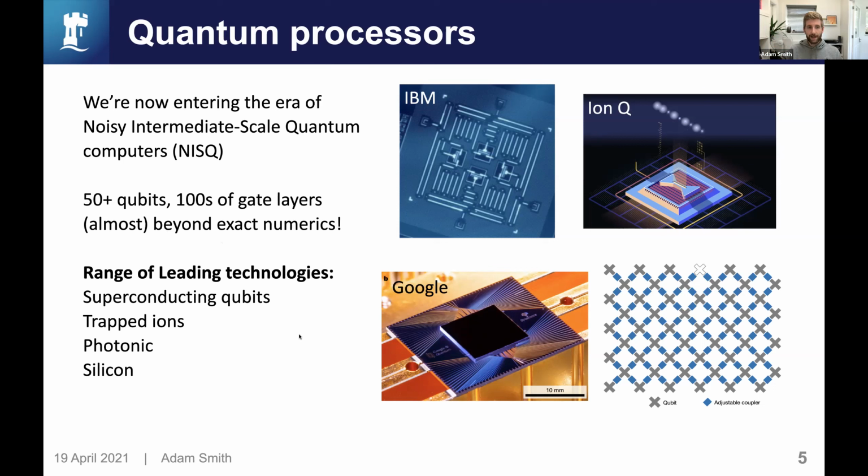And there's also a range of leading technologies. It's not a one-horse race. We have superconducting qubits, such as IBM and Google's efforts. We have trapped ions, such as IonQ. We have photonic systems, such as Xanadu, and silicon, such as Intel. So there really are a lot of companies and universities in the world looking at different technologies to realize these systems. And so it's natural to ask: are they useful now, or in a few years, or long in the future?